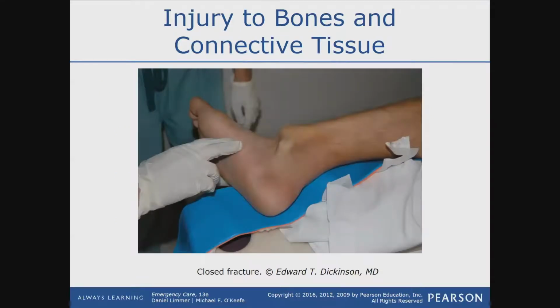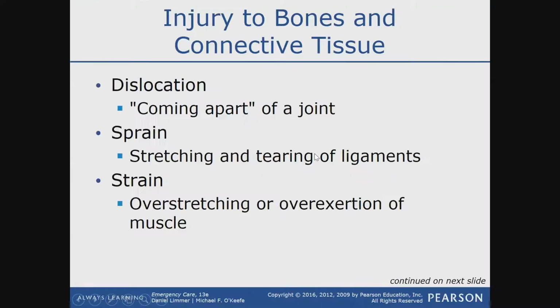See injury to bone and connective tissue. So that right there would be a dislocation. You see how the bone is protruding out? The bottom of that is gonna be the tibia. And that right there is a dislocation, coming apart. And then write down your definitions for your sprain and your strain, because people also get confused with these. So a sprain is stretching and tearing the ligaments, all right? A strain, we're talking about the muscle.